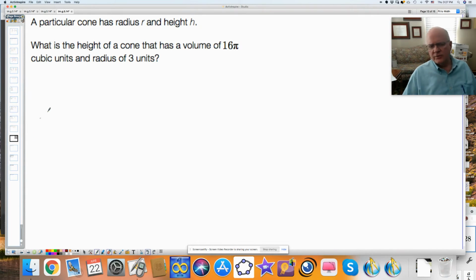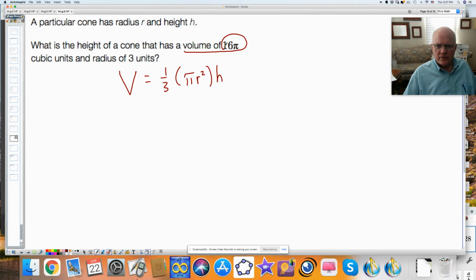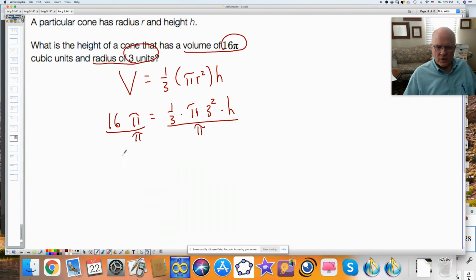Now is where it gets interesting. If this is my formula, 1/3 pi r squared times h, and we're given that the volume is 16 pi, then 16 pi is equal to 1/3 times pi times, I'm given the radius is 3, squared, times h. I can divide both sides by pi first, because I want to get rid of the pi. So I have 16 is equal to 3 times 3 is 9, times 1/3 is 9 over 3, times h. This is just 3. 16 is equal to 3 times h.